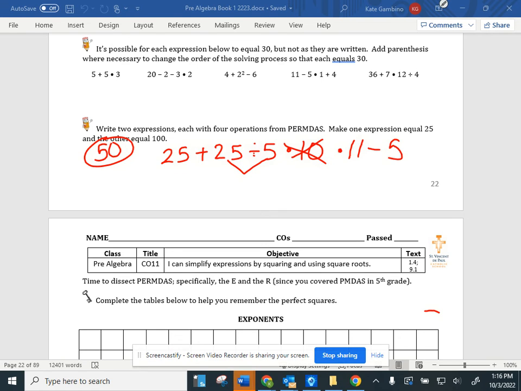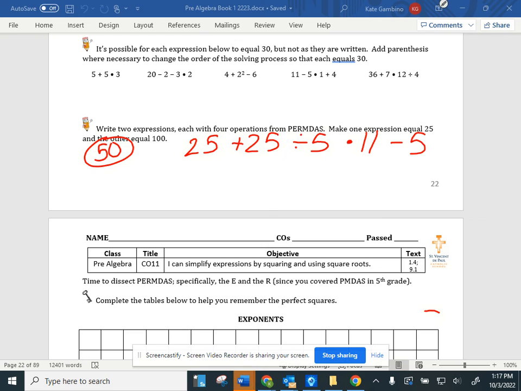Okay. So 25 divided by 5 is 5 times 11 is 55. Then we have 25 plus 55 minus 5. Because you have to multiply and divide before you can add and subtract. So if you want to use parentheses, you can. So maybe you said 25 plus 25 divided by 5 times 11 minus 5. So if we put in those parentheses, so we're going to add first. Let's see if that works.